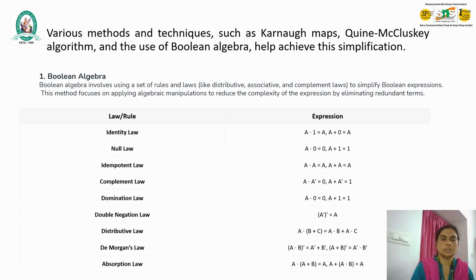The first law is the identity law, the next is the null law, then the idempotent law, the complement law, the domination law and the double negation law. Then we have the distributive law, De Morgan's law and the absorption law. These are the laws used to reduce Boolean expressions into a simplified format. This focuses on eliminating redundant terms, and these are the expressions that follow the rules and laws of Boolean algebra.